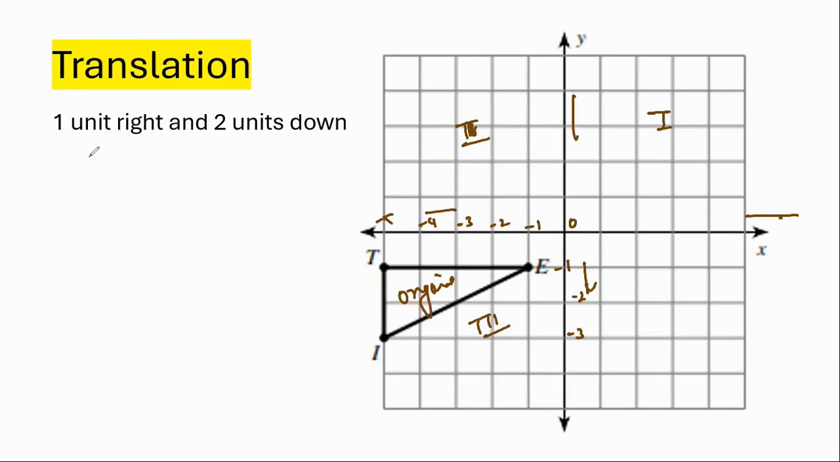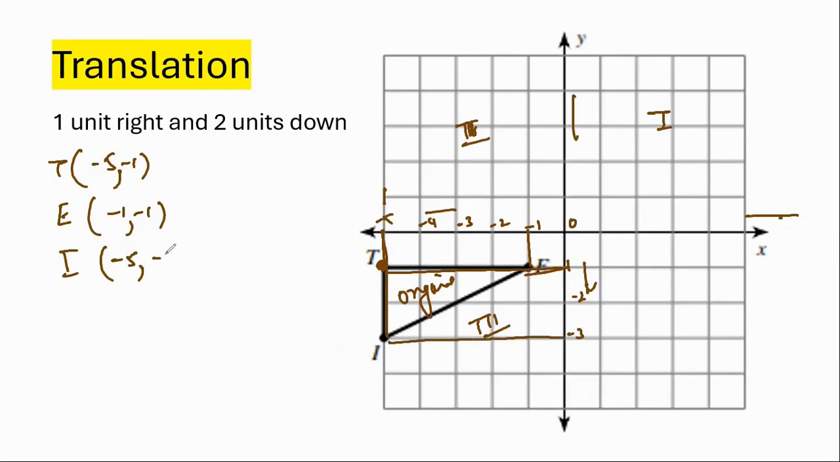So let's write the coordinates for the original shape. My point for T, if you see T, where is the T point? X is -5 and the y is -1. So -5 and -1. Then we have E. E point is x is -1 and the y is -1. So -1 and -1. Then we have the point I, x is -5 and the y is -3, right? These are the original points.